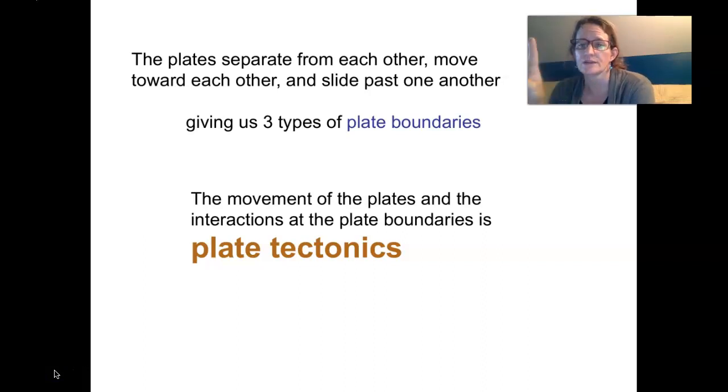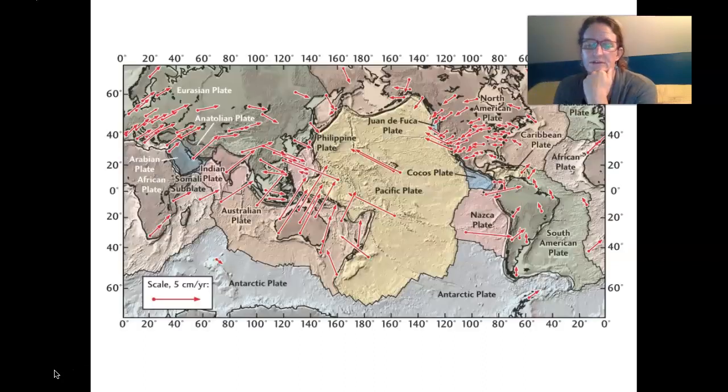There are three kinds of plate boundaries. That's interactions between the plates. The plates are either going to be moving towards each other or away from each other or sliding side by side. So the interactions at those boundaries and the mechanisms for moving the plates is all the basis of plate tectonics.